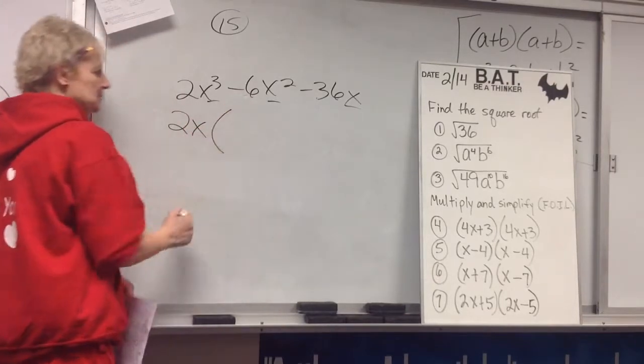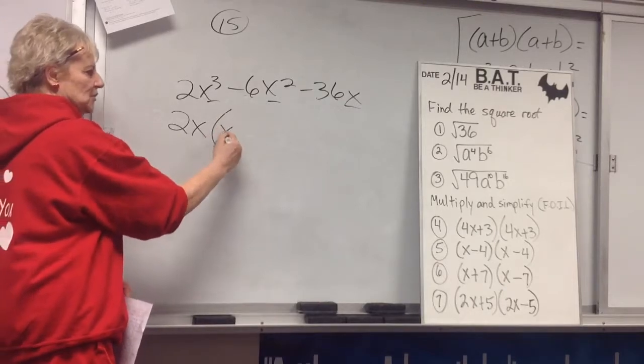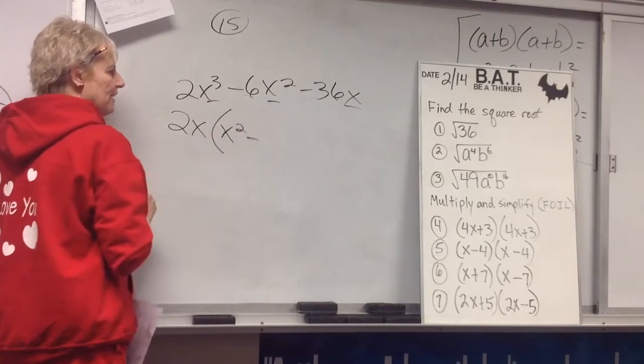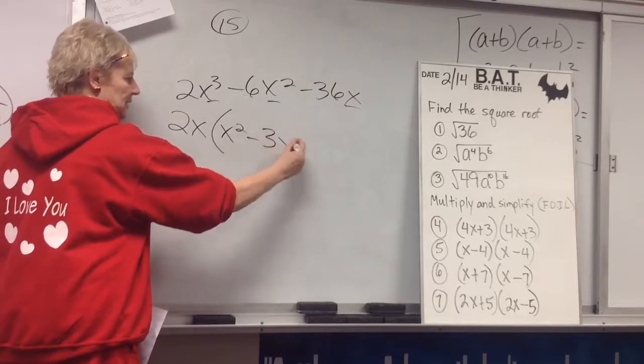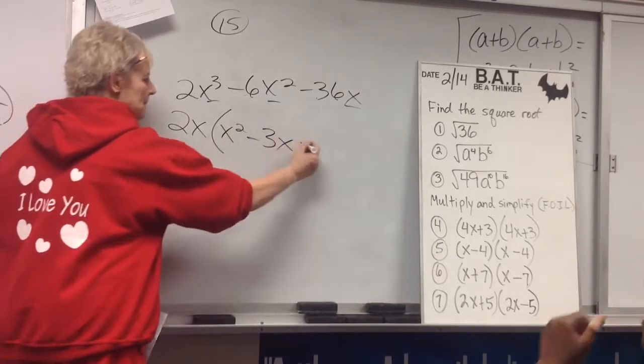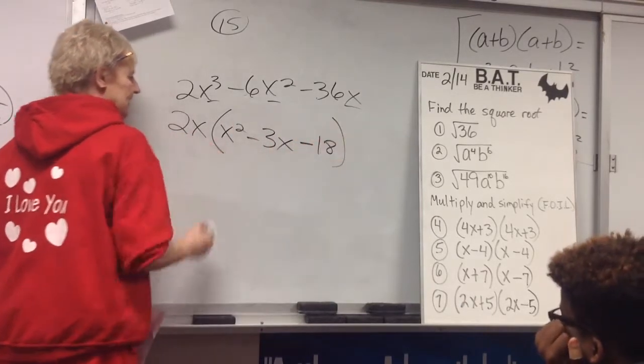2x times, how many x's do we need? 1. x squared minus 3x minus 18.